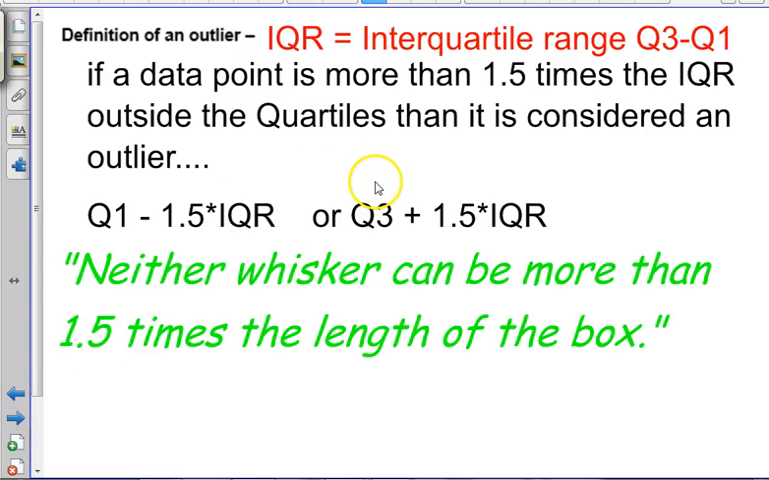The fancy definition of an outlier, guys, is you take the width of the box, or what's called the interquartile range, which is Q3 minus Q1. That's how long the box is. And you multiply it by 1.5. And no value can be more than 1.5 times the width of the box out further to the left or the right. So this is the fancy definition. If you take Q1 and subtract 1.5 times the interquartile range, you can't have anything lower than that. And you can't have anything higher than Q3 plus 1.5 times the interquartile range. If you do, it's an outlier.